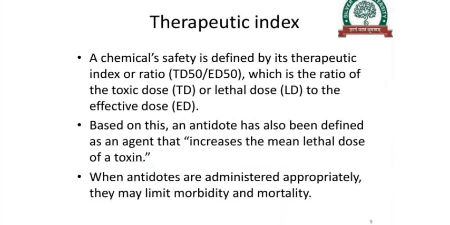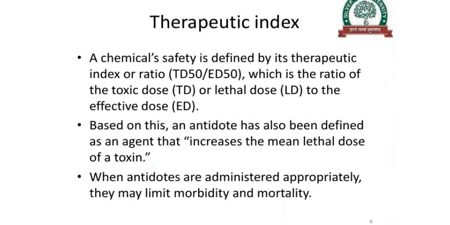Now let us see the therapeutic index. We know that the therapeutic index is the ratio of the lethal dose, the toxic dose, to the effective dose. Effective dose is the minimum concentration of the drug that is required to show a pharmacological effect in the body. And lethal dose is the toxic dose that shows a toxic effect in the body.